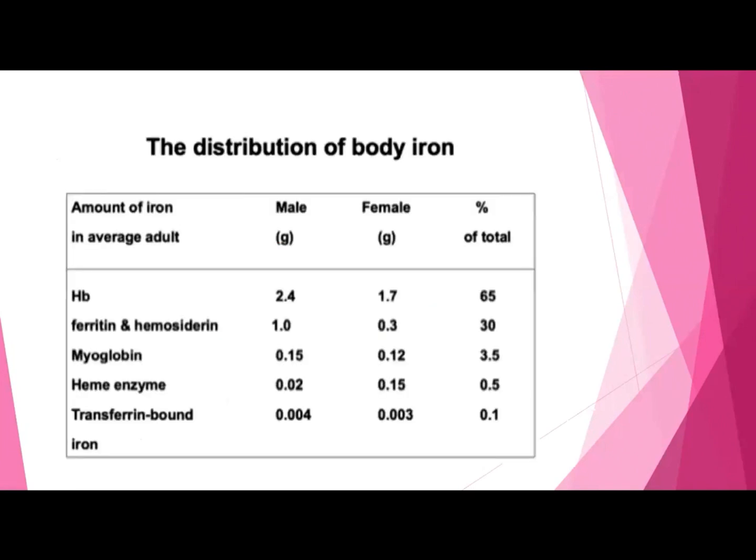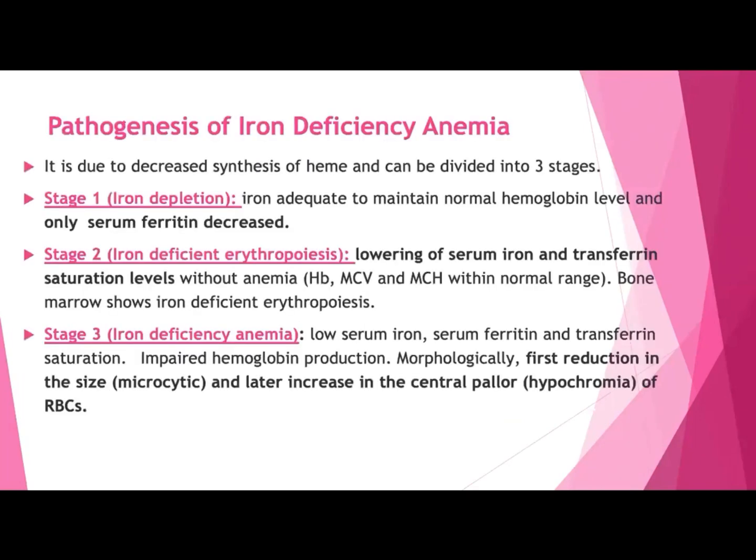The storage of iron occurs in the form of hemoglobin, which is the major source, about 65% of the iron, and ferritin and hemosiderin constitute about 30%, and myoglobin constitutes about 4 or 3.5% of storage. So the most important source of iron for us is hemoglobin. Why do we have ferritin? When I need iron for hemoglobin synthesis, I take it from the ferritin.